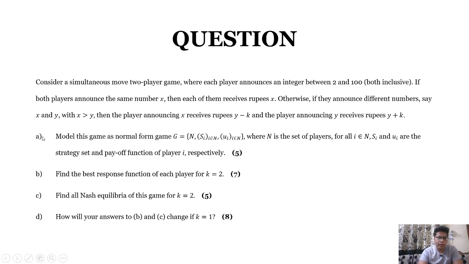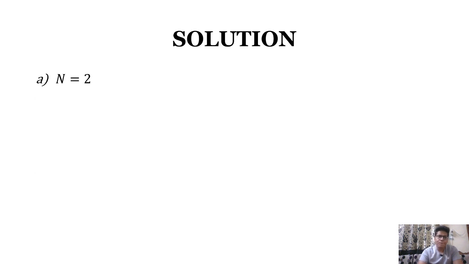Part A says model this game, part B says find the best response, C says find all the Nash equilibria, and D says do the same exercise with k equal to 1. So let's start this question part by part, then we'll have an easy solution. So let's start this problem.